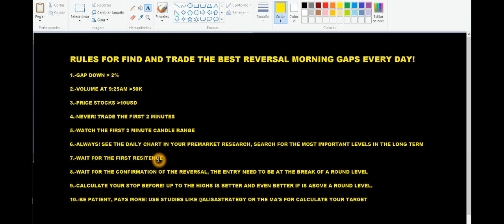volatility, and you will see that your average gains will increase really quickly. So just follow these 10 rules, be patient, that is the most important, and you will see really nice profits.